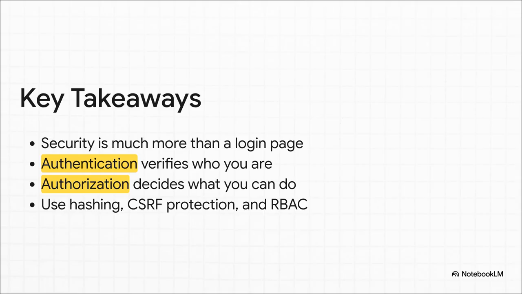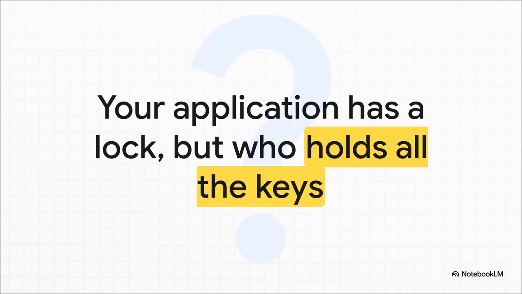All right, let's do a quick recap of the big takeaways here. First, and most importantly, security is so much more than just a login page. Second, remember those two pillars. Authentication is all about confirming who you are, and authorization is about deciding what you can do. Third, Spring Security gives you these crucial tools like password hashing and CSRF protection right out of the box. And finally, using role-based access control, or RBAC, is going to make your life so much easier when it comes to managing permissions. And that brings us to a final thought to leave you with.